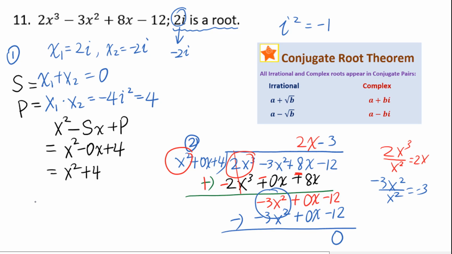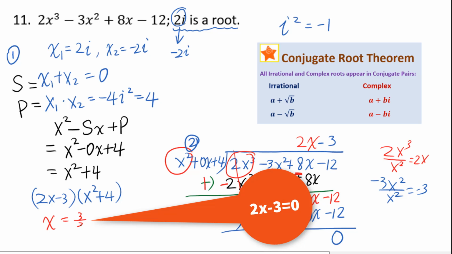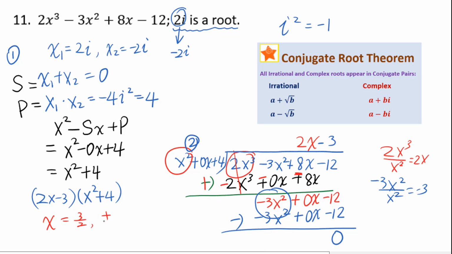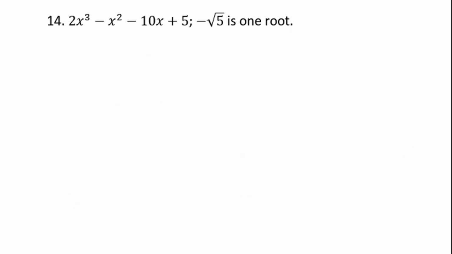Now we can write down the factors: 2x minus 3 times x squared plus 4. The roots will be 3 over 2 and plus and minus 2i. Let's go to number 14.